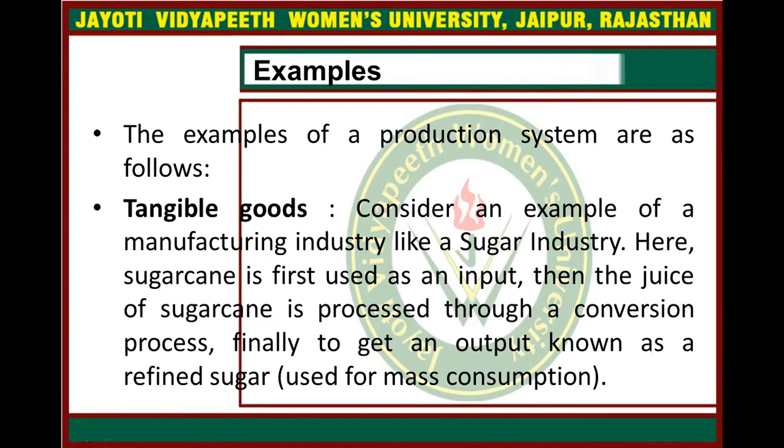Now examples. The examples of production system are as follows. First is tangible goods. Tangible means which we can touch. Consider an example of a manufacturing industry like a sugar industry. Here sugar cane is first used as an input. Then the juice of sugar cane is produced through a conversion process. Finally we get an output known as refined sugar used for mass consumption.